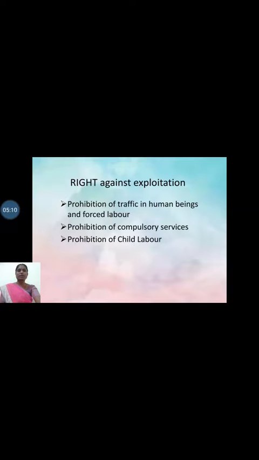Okay, see the next one, prohibition of child labor. Yes, this is strictly prohibited. Okay, a child below the age of 14 years will not be allowed to work in factories or units, or dangerous places.